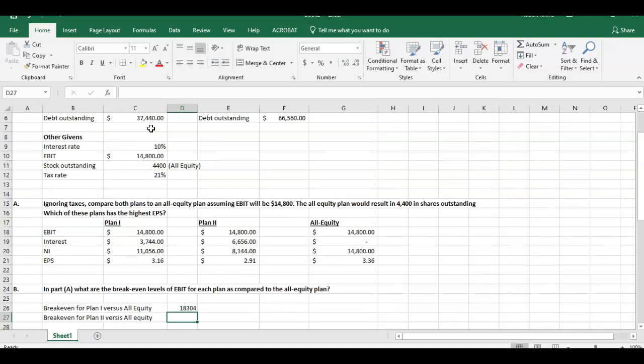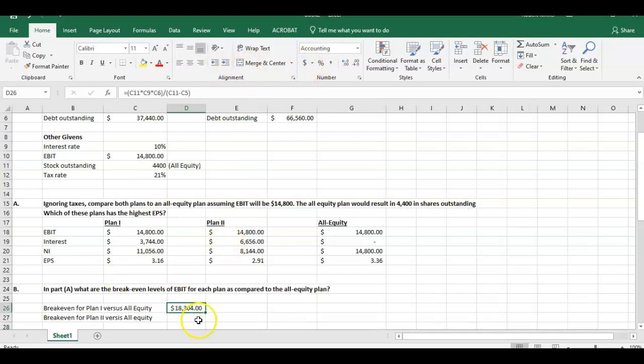So we hit enter there. We're going to see that comes out to be 18,304. We'll make this into a numeric for you. For EBIT, remember we're looking at break-even levels for EBIT here.